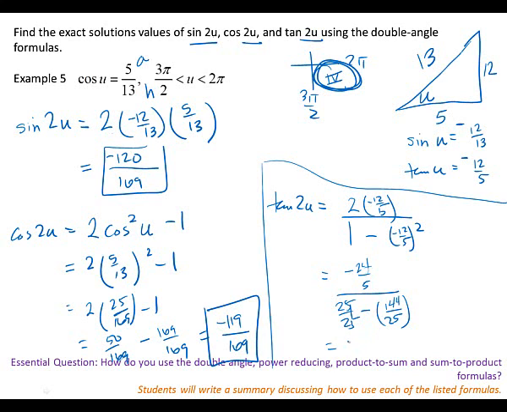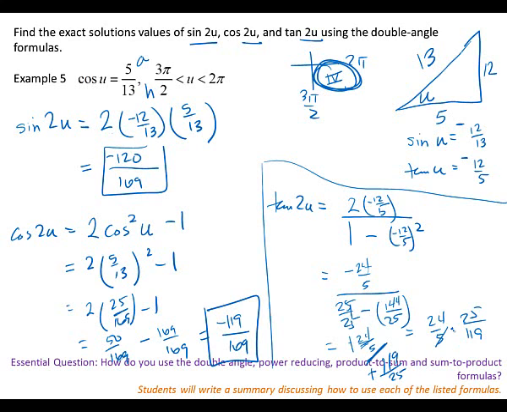All right, so let's look at the denominator. Negative 24 over 5 divided by, what's 25 minus 144? Negative, is it 119? Yeah. 119 over 25. All right, what's going to happen with that double negative? Cancel to positive. And then we're going to flip it and switch to multiplication, right?